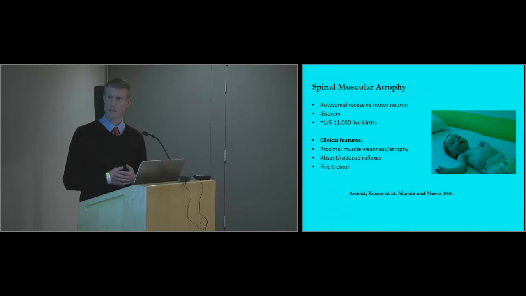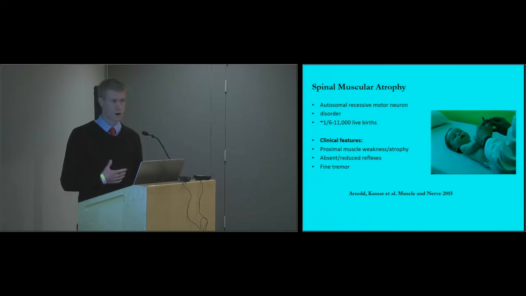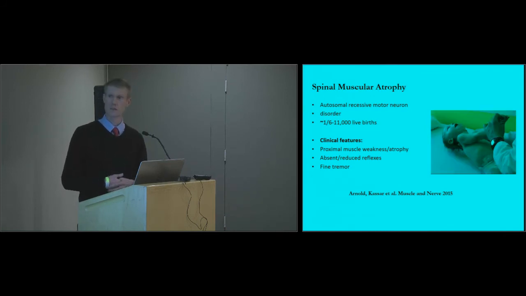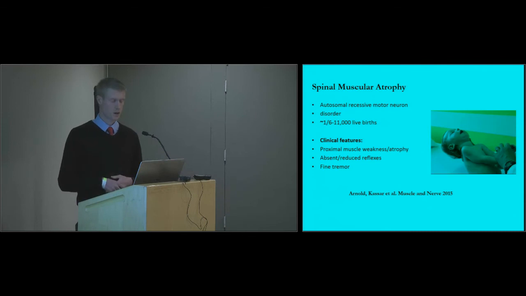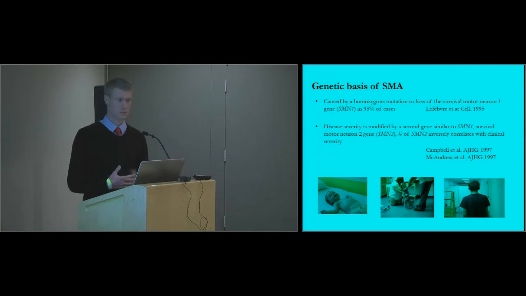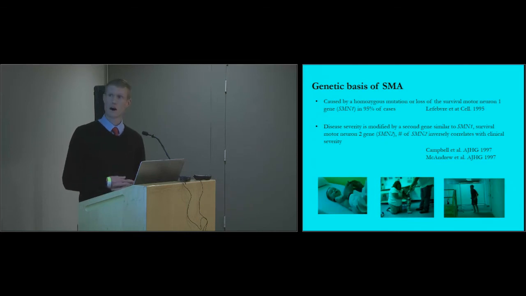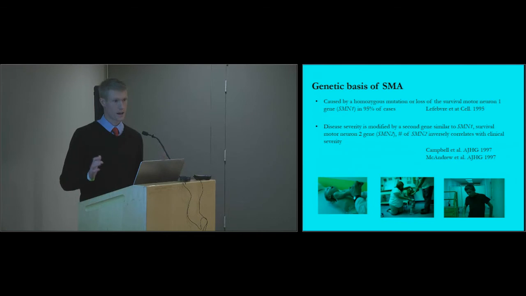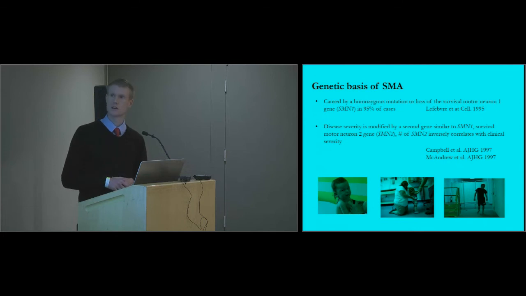So spinal muscular atrophy generally affects infants, the most common form. It results from motor neuron death, and that causes muscle weakness and atrophy. It affects about 1 in 10,000 live births. It is an autosomal recessive disorder, and patients with more mild symptoms can often have a fine tremor, which seems very stereotypical between patients. The genetic basis of spinal muscular atrophy is a homozygous loss of the survival motor neuron 1 gene. This is usually a large deletion of exon 7 and 8, but in some cases you can also have a small missense mutation.